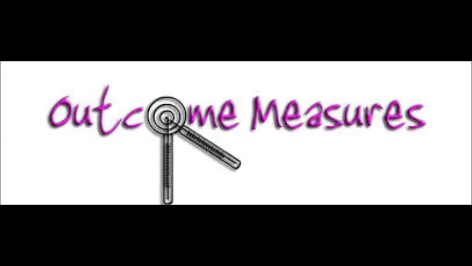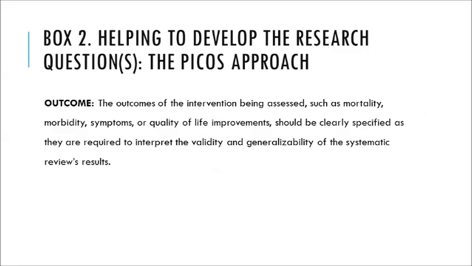O is for outcomes. The outcomes of the intervention being assessed, such as mortality, morbidity, symptoms, quality of life improvements, should be clearly specified as they are required to interpret the validity and generalizability of the systematic review's results.